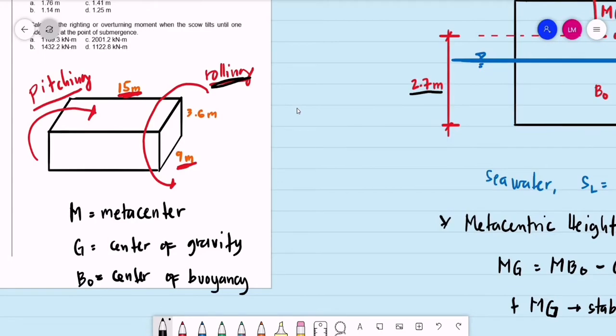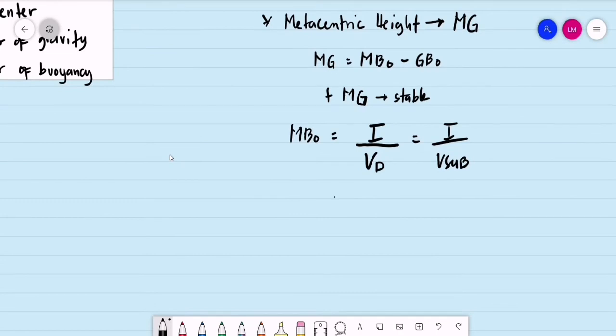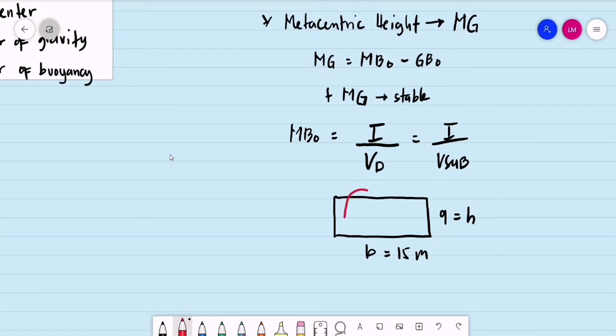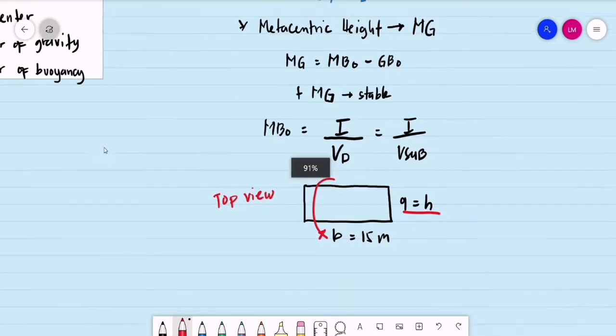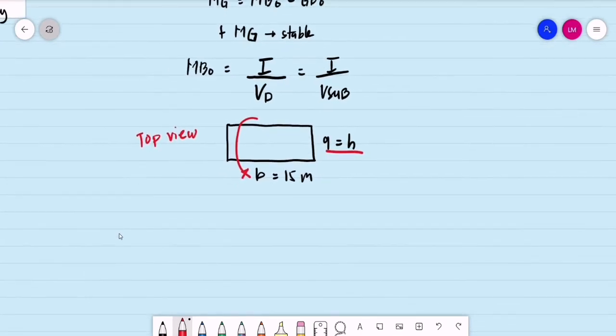Kung rolling yan, ano yung kanyang moment of inertia? Yung section na i-consider natin when it comes to rolling is considering its weaker axis, yun yung 9 meters. So yung gagamitin natin na H, tapos yung B, ito yung 15 meters. By the way, yung 9 by 15 na yan ay top view. Kunin natin yung equivalent ng MB sub O using the general formula for any shape: the moment of inertia divided by the volume submerged.